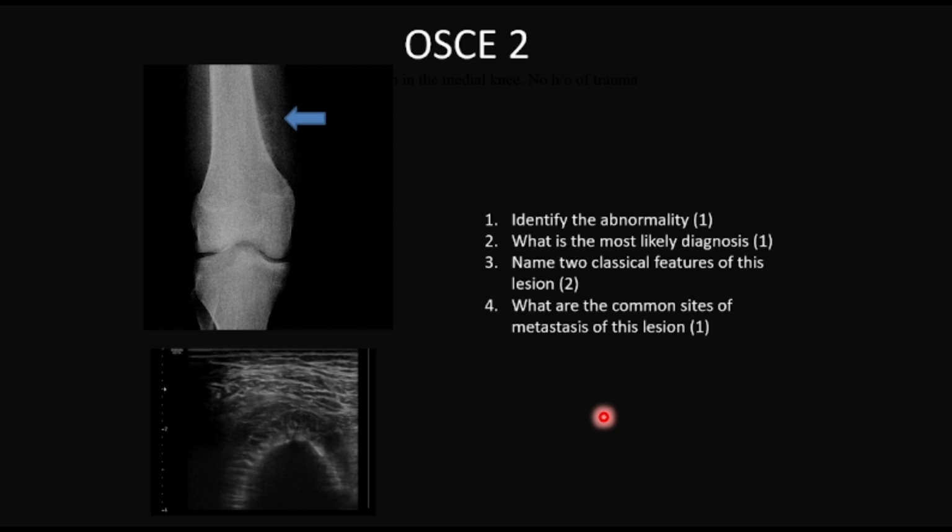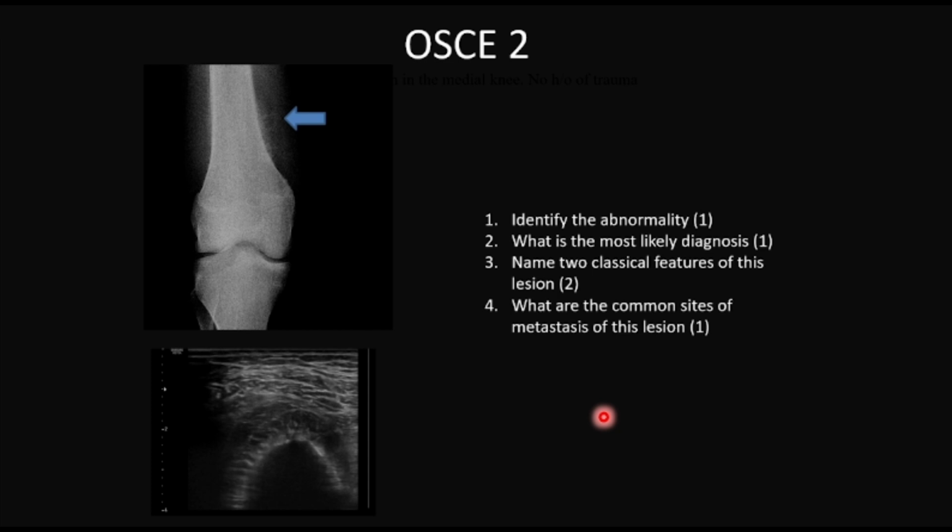So the findings are also being pointed out here. The abnormality here, what we can see, is the sunburst pattern of periosteal reaction in the distal end of femur, which is in the diaphyseal and metaphyseal region almost. And what is the most likely diagnosis? So the diagnosis is osteosarcoma.